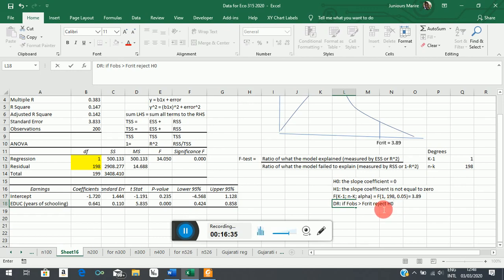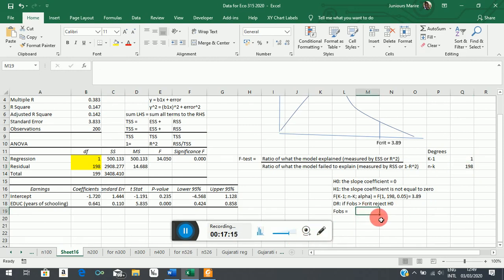If we find the opposite, that is where your F-obs is smaller than the critical value, then we should fail to reject the null. So now we calculate our F-obs, which is equal to, now using the information we have here, you can use the ESS and the RSS, or you can use the R squared and 1 minus R squared there, and adjust with these numbers. You get the same answer.